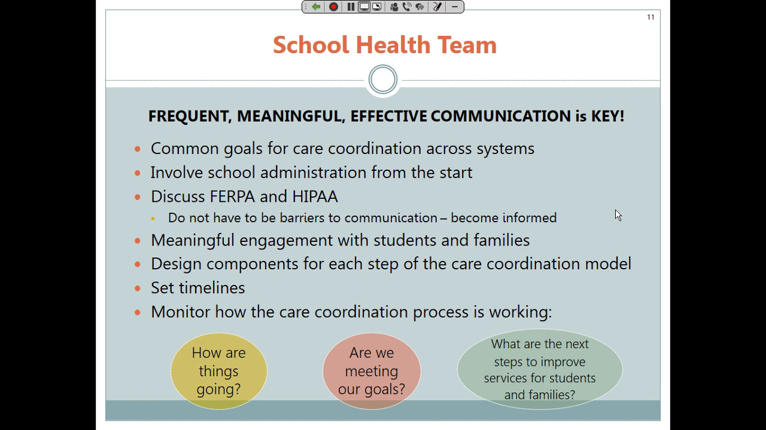The school health team should ideally be led by the school nurse and looking at common goals across systems and discussing things like FERPA and HIPAA. These do not have to become barriers. We have good news that Health and Human Services and the Department of Education are going to be issuing some new guidelines to help us with HIPAA and FERPA. But you do need to monitor how are things going, are we meeting our goals, and what are the next steps to improve services for students and families. So you're looking at it at a systems level.